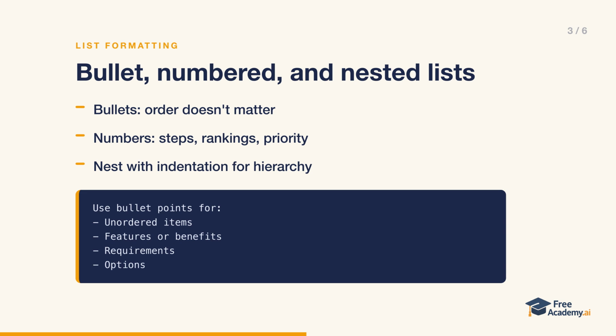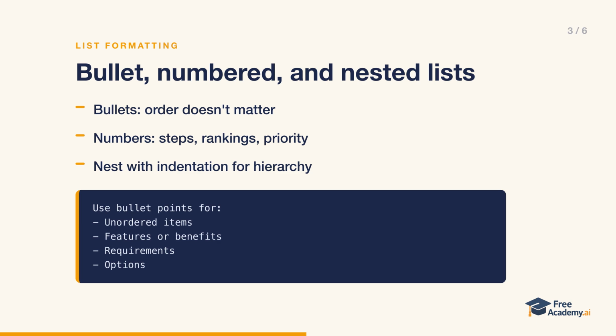Lists come in 3 flavors, and choosing the right one signals meaning. Use bullet lists when order does not matter, like unordered items, features or benefits, requirements or options. Use numbered lists when sequence does matter, for things like sequential steps, rankings, prioritized items, or processes. If a reader could do the items in any order, bullets are fine. If step 2 depends on step 1, number them.